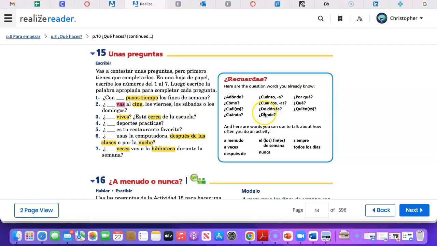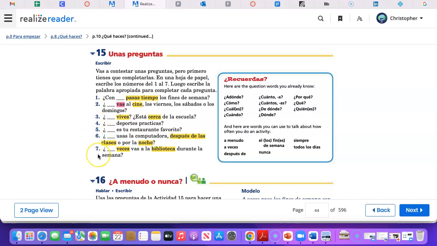And by the way, what's the difference between de donde and donde? De donde is asking about origin. For example, the question, ¿de dónde eres? Where are you from? Right? Yo soy de Brentwood. Yo soy de Massachusetts. Donde, on the other hand, is just referring to a location, not necessarily origin. In this case, where do you live? ¿Dónde vives?